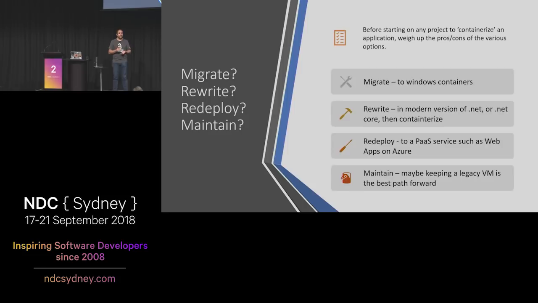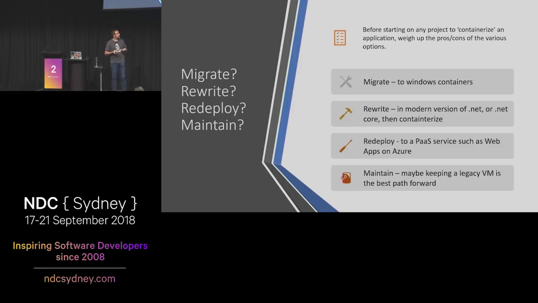You've also potentially got the option to redeploy your application. So if it's running in IIS, maybe you could actually look at redeploying it to a PaaS service, so push it to Azure Web Apps, for example. So that's always worth thinking about as well. You don't have to go down the container path if you want to modernize an old application.